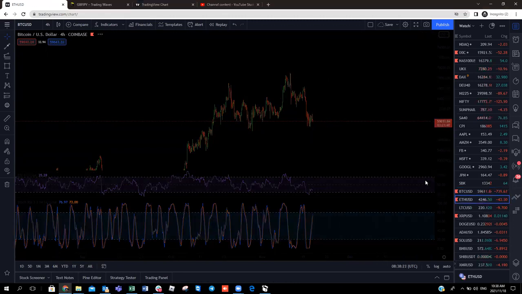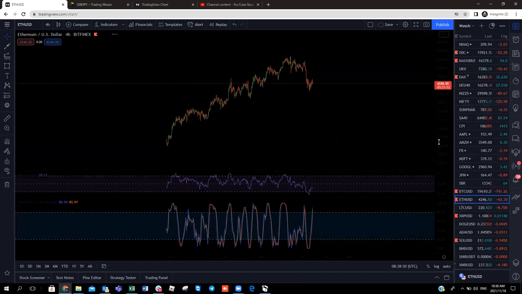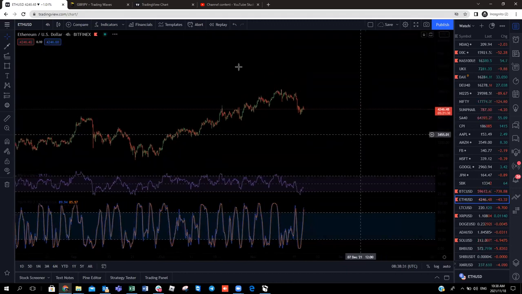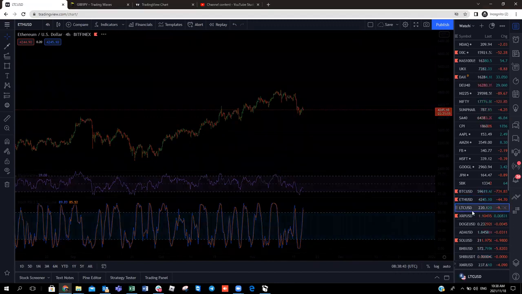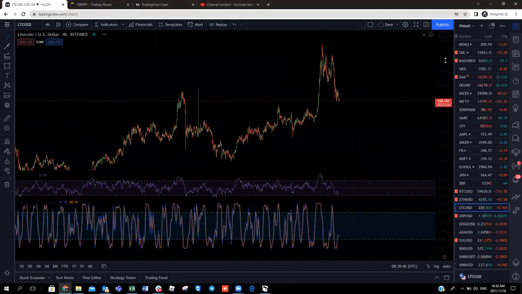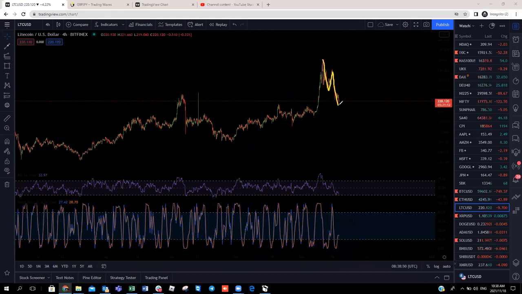Ethereum. Ethereum, we've got 1, 2, 3. We will see this one push a little bit lower. But we'll see this one move to the upside. Litecoin. It's a 3-wave move to the downside. We'll just wait for Bitcoin and then we'll see a reversal. Let's watch that move.